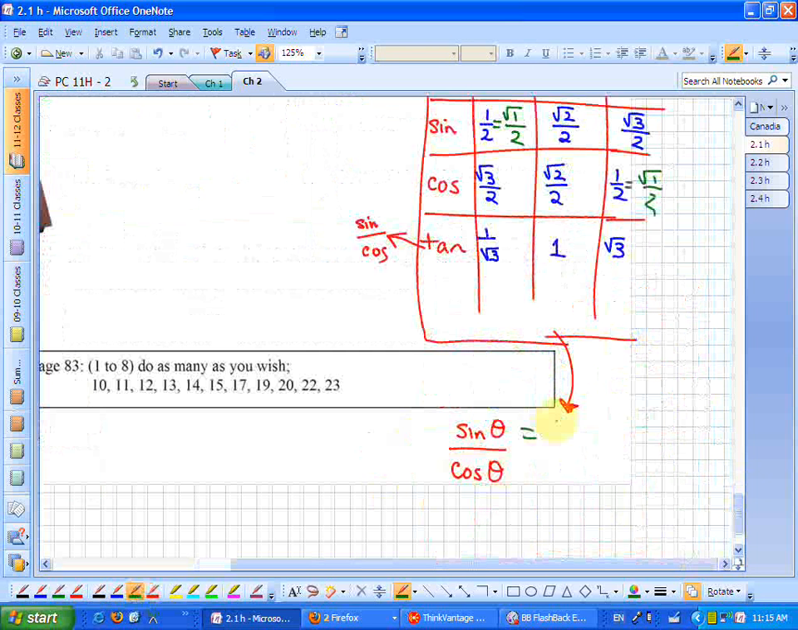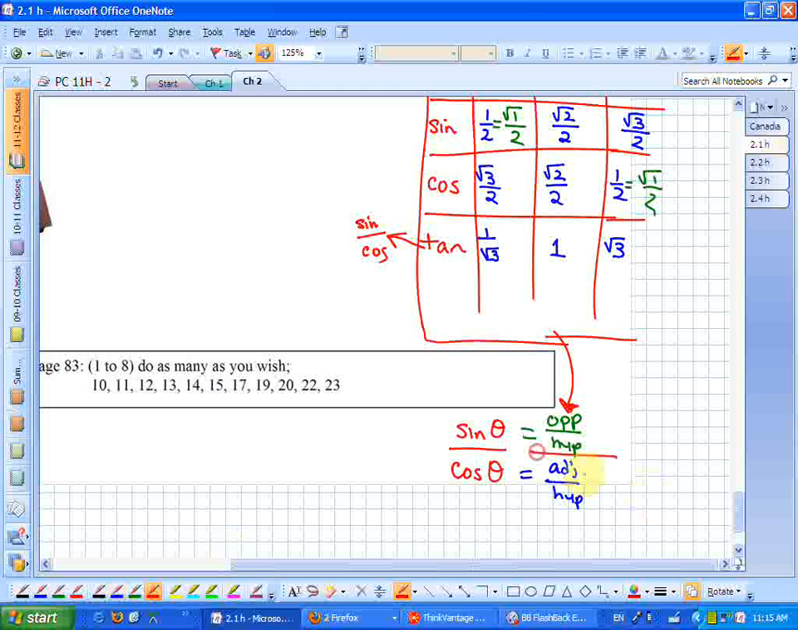Opposite over hypotenuse. Good. What's cosine equal to? Yeah, adjacent over hypotenuse. Now notice we've got hypotenuse in both of these things, but we're actually dividing. We're dividing a fraction by another fraction. So dividing is the same thing as multiplying by the reciprocal.